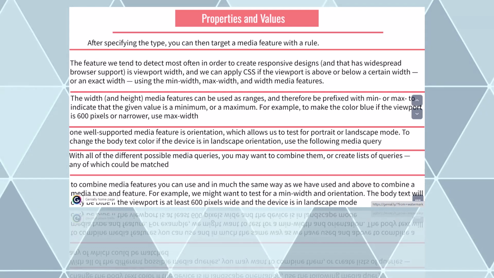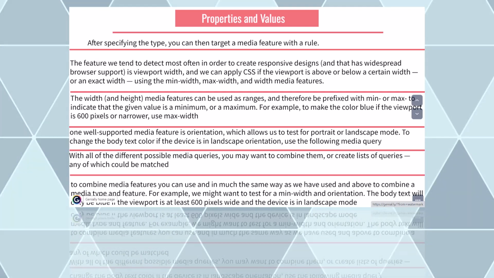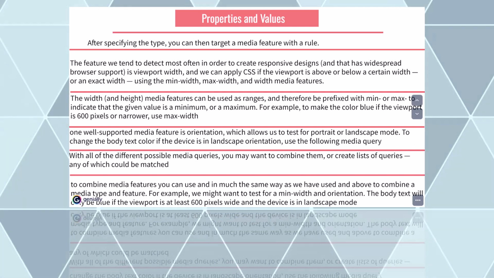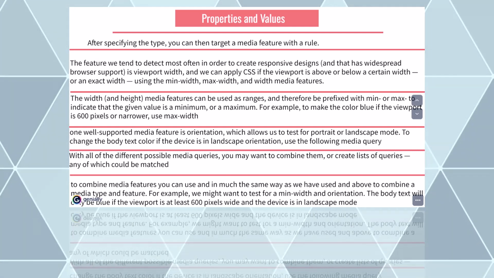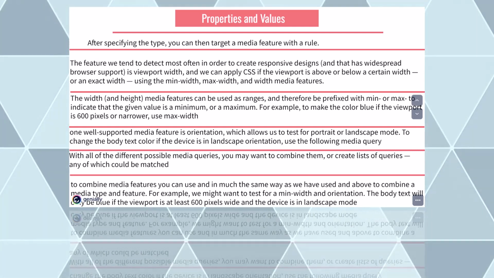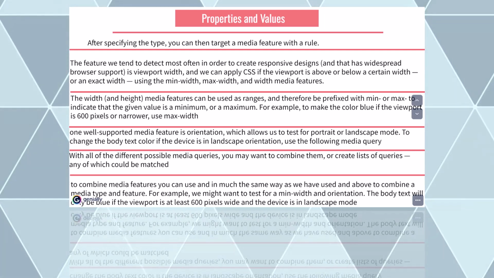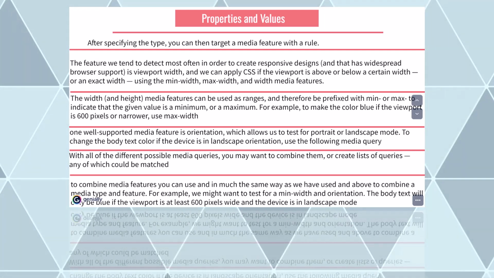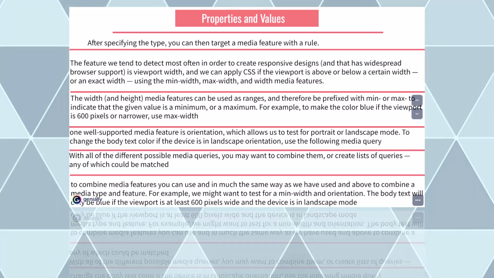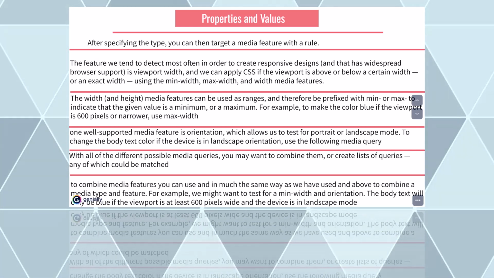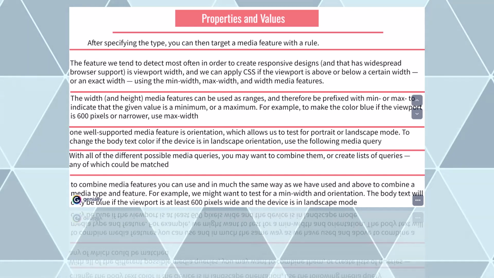So one well-supported media feature is orientation, which allows us to test for portrait or landscape mode to change the body or text color. If the device is in landscape orientation, use the following media query. On MDN, the reason why I keep on telling this is because I will put the same content on MDN so that you can see. You scroll up. Orientation.